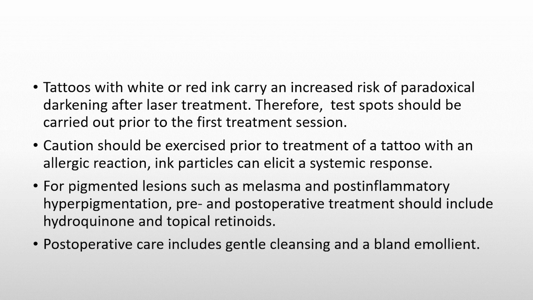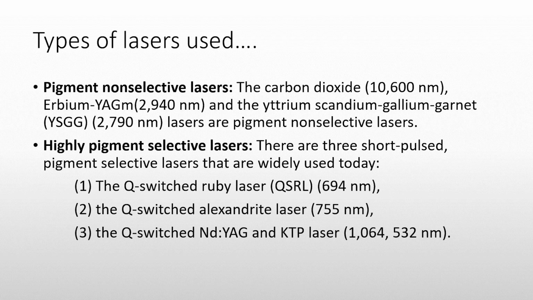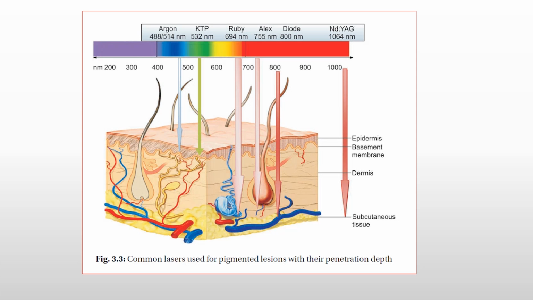Various laser types are used to treat pigmented lesions. Some are pigment non-selective lasers such as carbon dioxide and erbium YAG lasers, and some are highly pigment selective, such as Q-switch ruby lasers, Q-switch alexandrite lasers, and ND-YAG and KTP lasers. This diagram illustrates the common lasers and their depth of penetration. Apart from argon and KTP lasers, which are used in pigmented skin lesions, all the other lasers penetrate to the deep dermis.